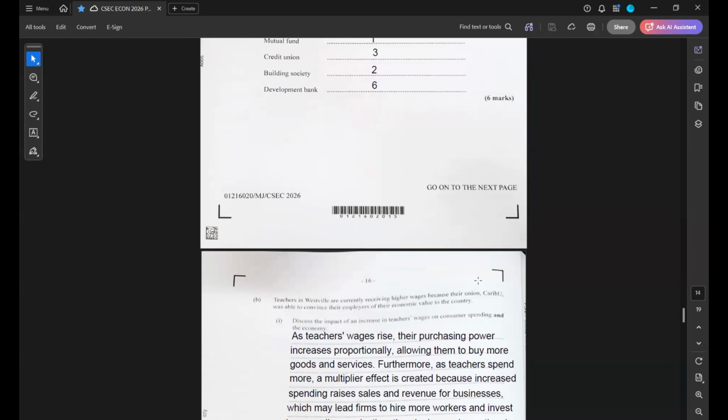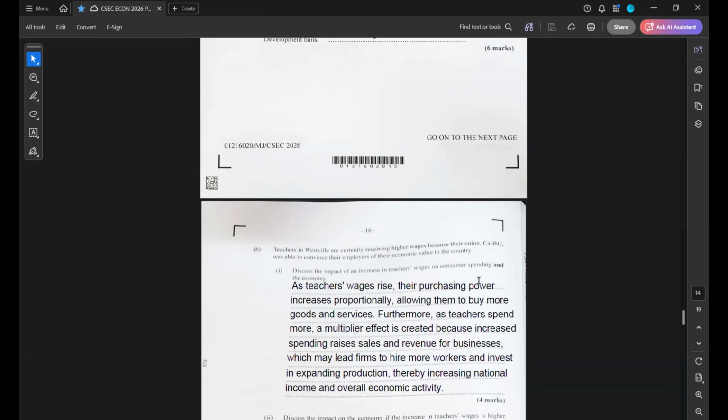Part B. Teachers in Westville are currently receiving higher wages because their union, Caribou, was able to convince their employers of the economic value to the country. Discuss the impact of an increase in teachers' wages on consumer spending and the economy.